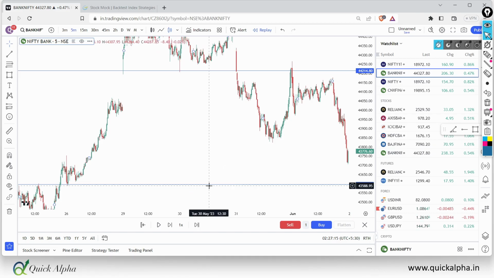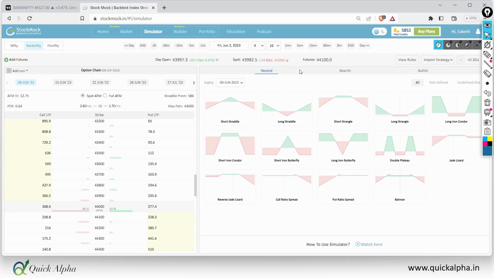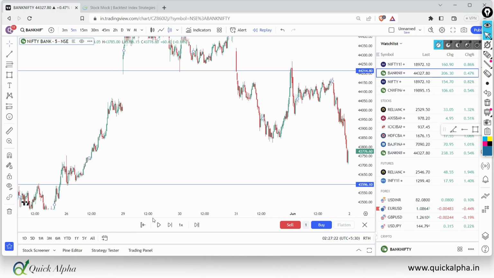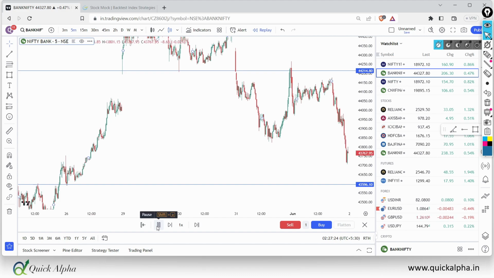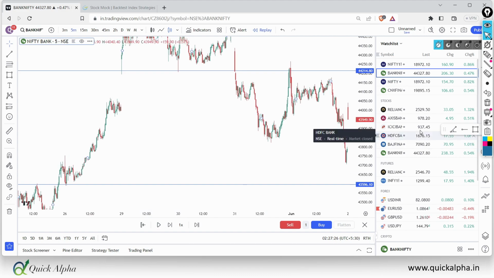I would reduce the speed, and here I have changed to 2nd June 9:16. Let's see where the opening happens. Still the market has not yet opened, and the opening on 2nd June happens with a gap up around 44.